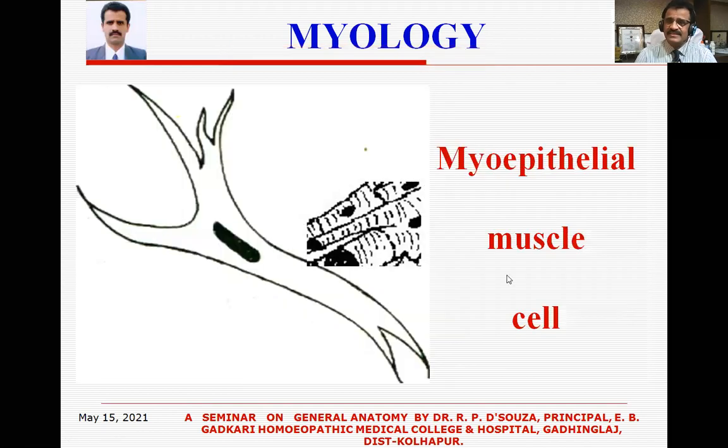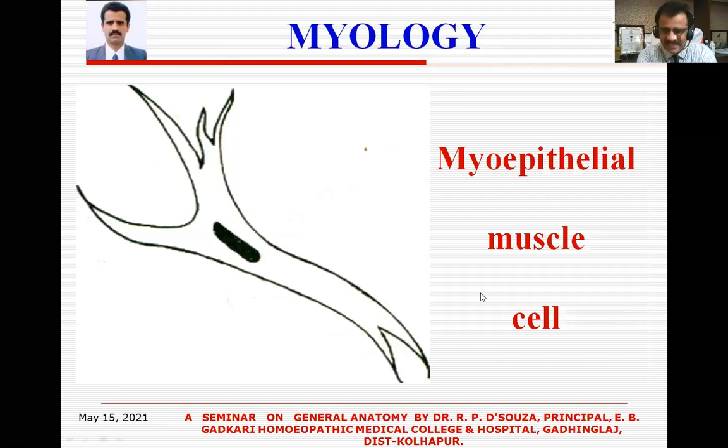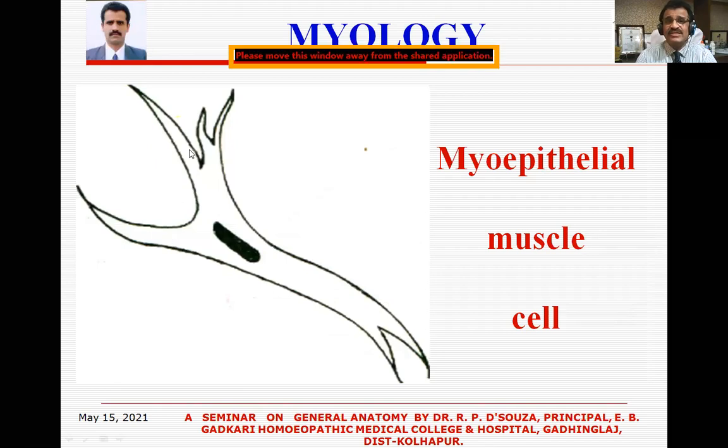So let us also take into consideration the fourth type of muscle, and that is myoepithelial cells. So one myoepithelial cell I am showing you. See, it also has a branching pattern here, but no anastomosis with the other adjoining cell. And they also have one single nucleus in the center.